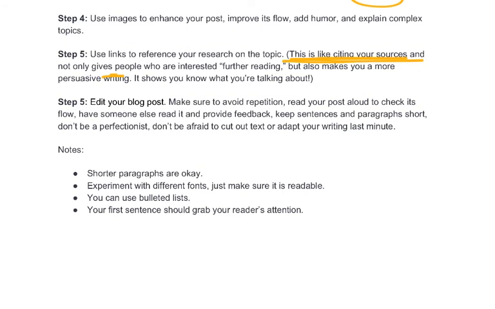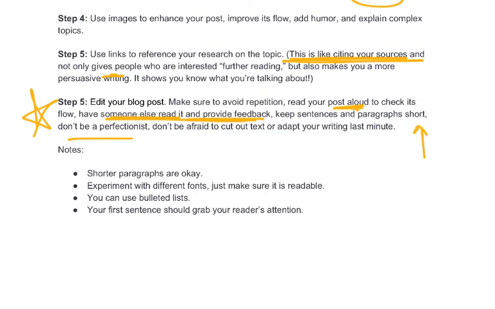Step 5, edit your blog post. Please do this. A lot of you are sending me, even in our little discussion boards online, your writing is coming out very nonsensical and it's making you look a lot less smart than you are. Go back and make sure that everything is edited. Avoid repetition. Read your post aloud to check its flow. Have someone else read it and provide feedback. Keep sentences and paragraphs short, although they should be varied.